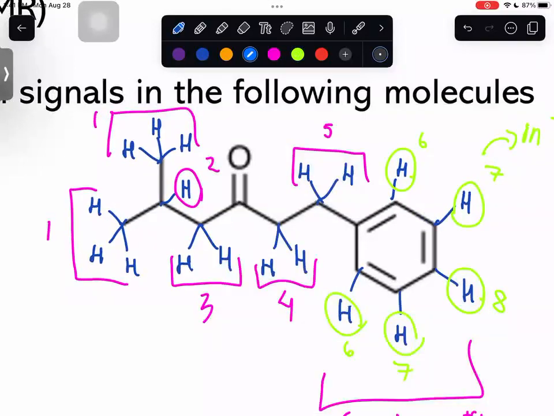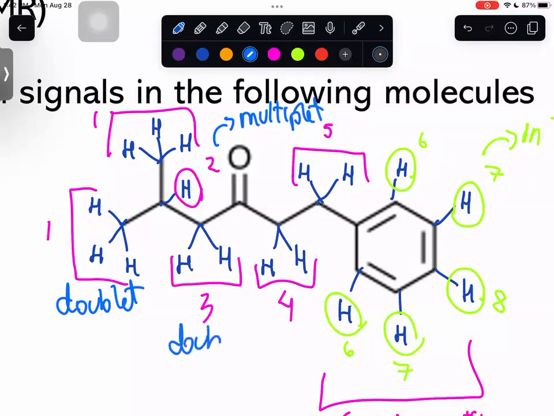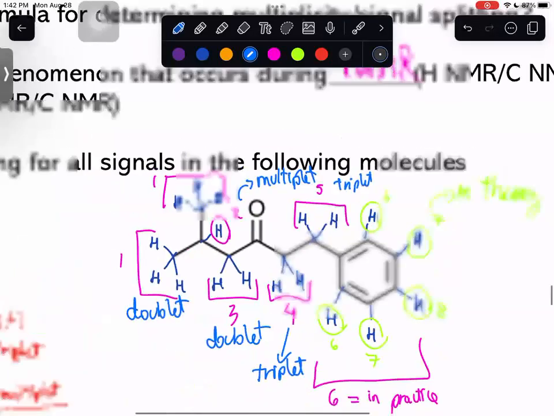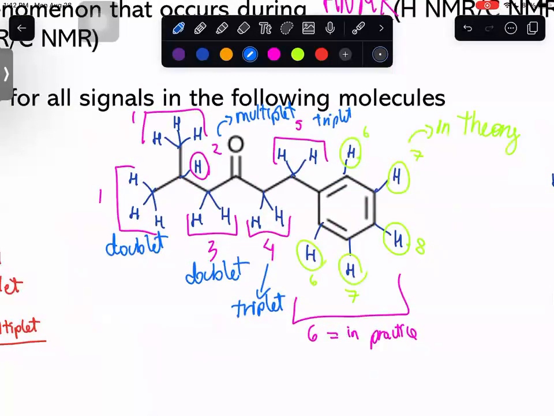Okay, let's start with the multiplicity really quickly. Just tell me left to right. First signal, what is it? Doublet. Signal number 2? Nonet or multiplet, exactly. Number 3. Number 4. Beautiful. Number 5. Triplet. And then the very last one, 6. You got doublets and triplets, yes.